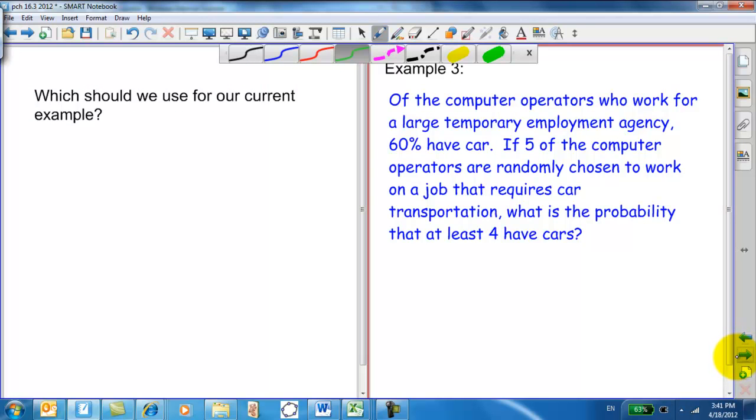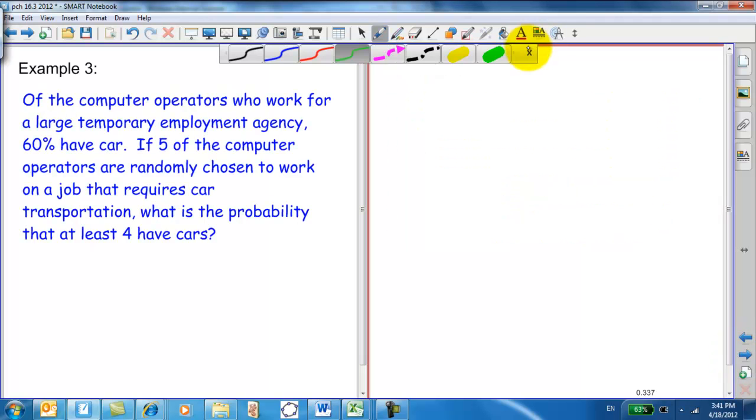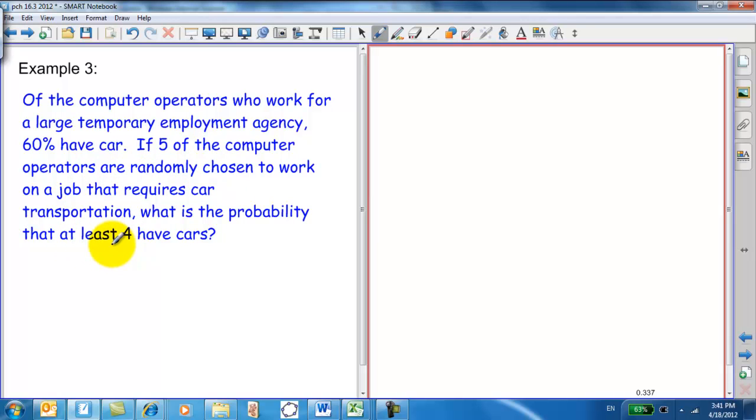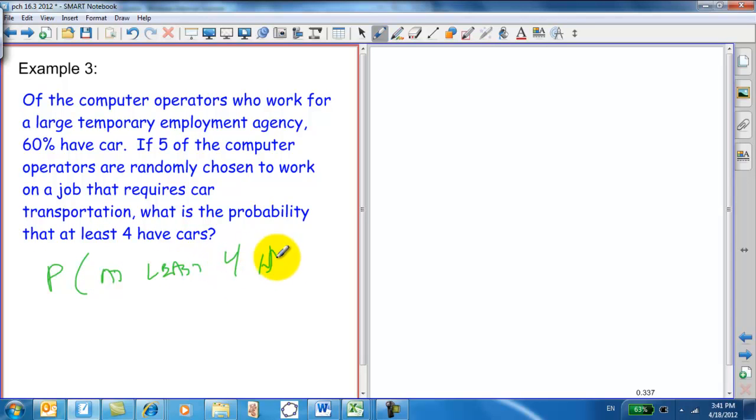Now, example 3. Of the computer operators who work for a large temp agency, 60% have a car. If 5 of the computer operators are randomly chosen to work on a job that requires car transportation, what's the probability that at least 4 have cars? So the probability that at least 4 have cars.